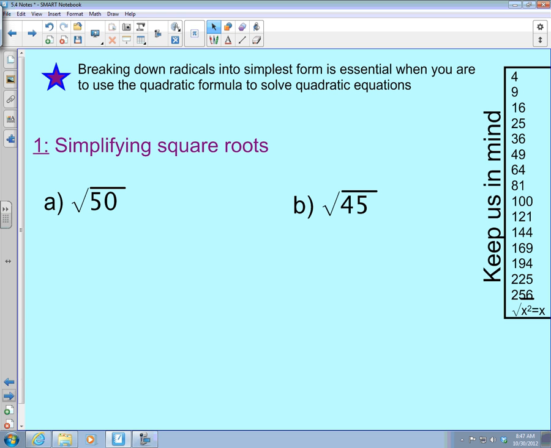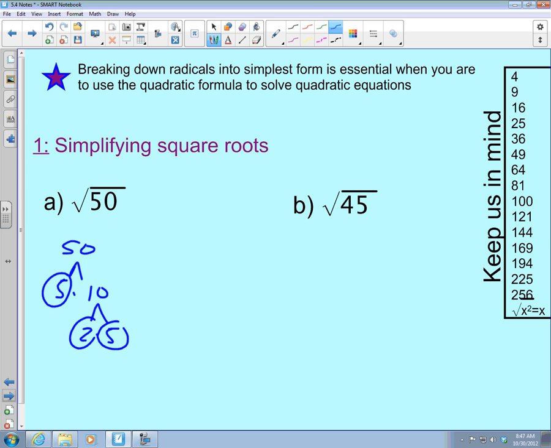So simplifying square roots. 50. Okay, what I would do with this is I'd take 50 off to the side and say, you know what? That is 5 times 10. 5 is prime. 10 is 2 times 5. 5 and 2 are prime. So this is actually the square root of, what do we got? 2 times 5 times 5. There's 2 prime numbers. They're the same, 5.